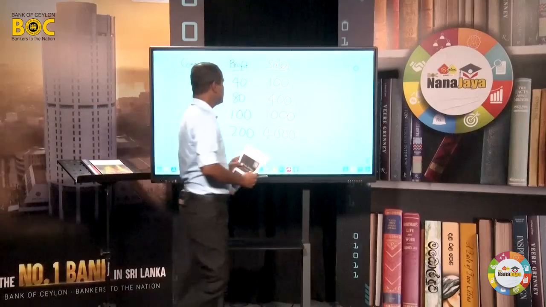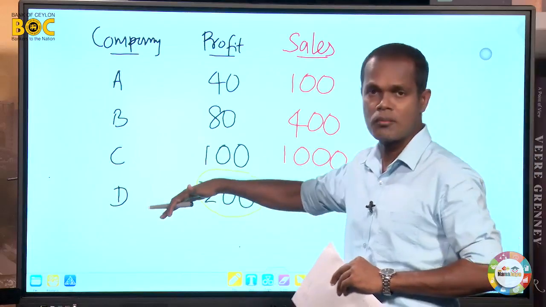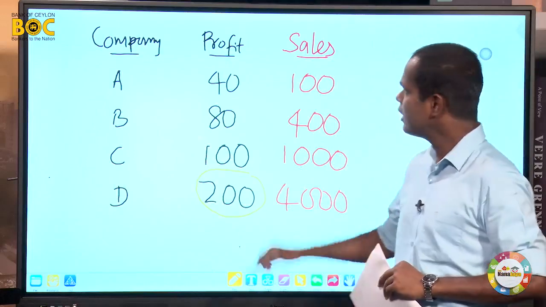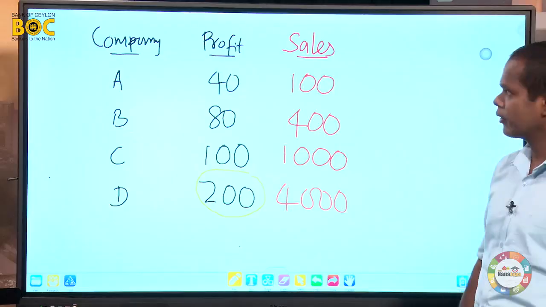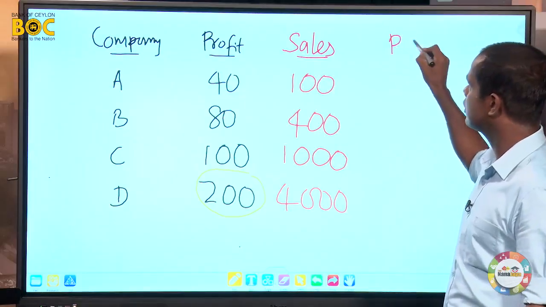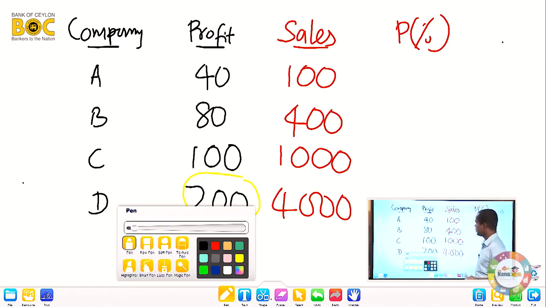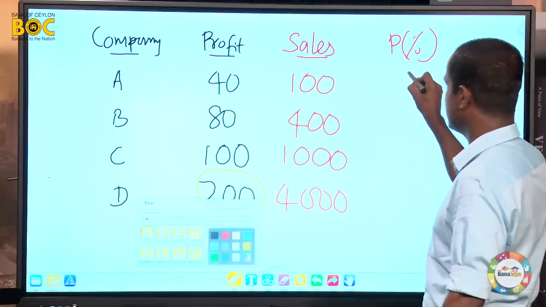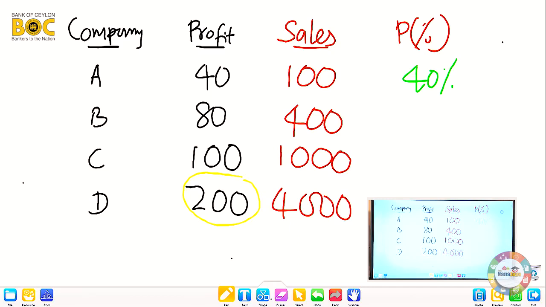So earlier you looked at the profit detail and selected to invest your money in company D. Now we'll compare the profit and sales. You calculate the profit percentage. The 40 million profit with 100 million sales, as a percentage, you have 40%.